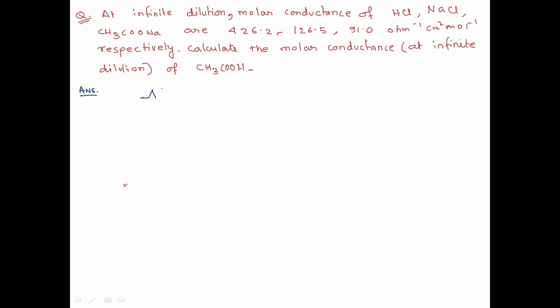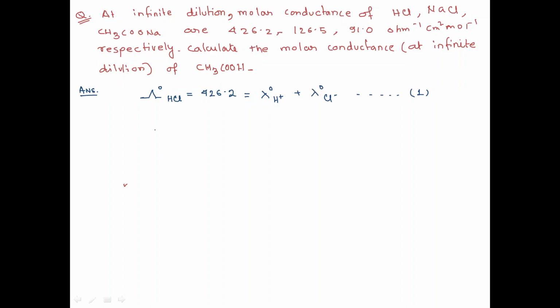Okay, so the capital lambda 0 of HCl that is given is essentially equal to 426.2. If you consider the dissociation of HCl, it will dissociate into H plus and Cl minus, correct? So the number of H plus is 1 and the number of Cl minus is 1. So if you consider the previous Kohlrausch law equation, then we can write that it is equal to lambda 0 of H plus plus lambda 0 of Cl minus. We'll consider that as equation 1.